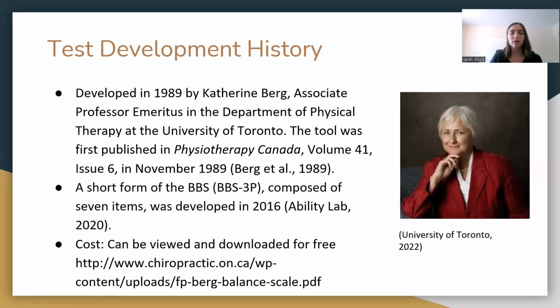And the cost of the BBS is actually free, so you can download it from the internet in a variety of places, including if you use this link. And then this is just a picture of Catherine Berg.